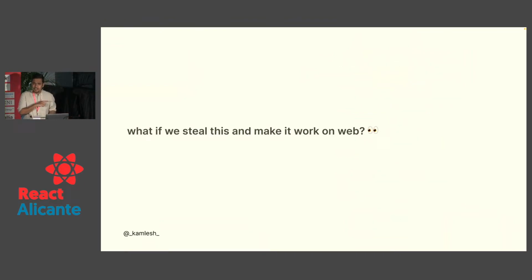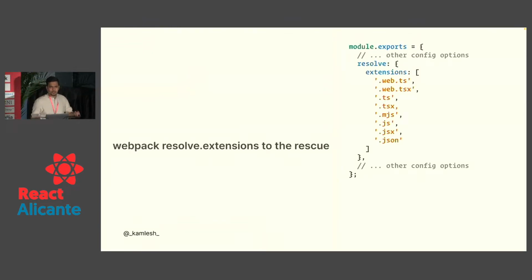So what if we steal this idea and make it work on web? Webpack provides you the resolve extensions API, in which you can mention the priority of file resolutions that you want Webpack to take into consideration. What we have added over here is web.ts at the beginning of the array. So we are telling Webpack that first you should look for whether there exists a specific web implementation of this file, and resolve it. If not, then you fall back to the actual things, which is .ts, .tsx, .mjs, and so on.